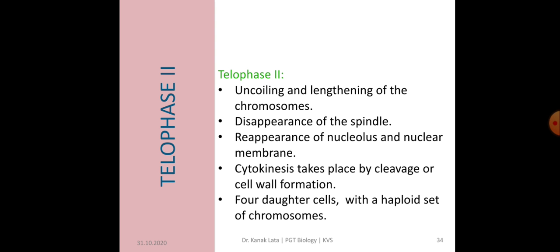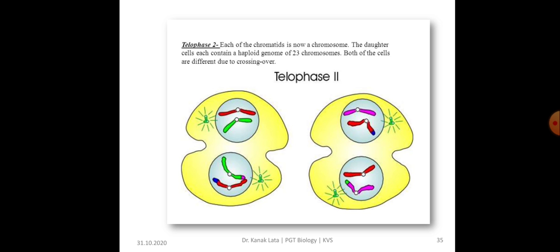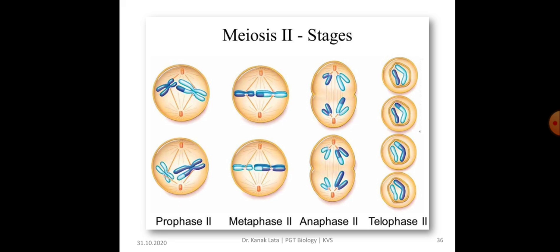Now it is about telophase 2. Here uncoiling and lengthening of chromosomes takes place. There is disappearance of the spindle and reappearance of the nucleolus and nuclear membrane. Then cytokinesis takes place by cleavage or cell wall formation. So at the end of telophase 2, 4 daughter cells with a haploid set of chromosomes are formed. Here you can observe telophase 2. It is about meiosis 2, where you can observe prophase 2, metaphase 2, anaphase 2 and telophase 2.